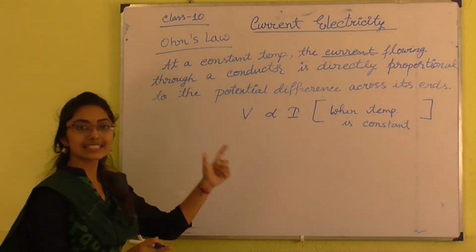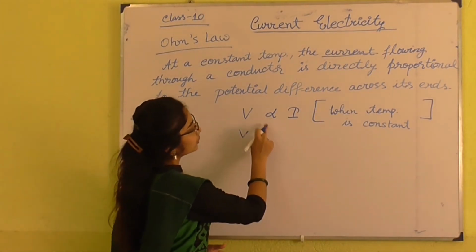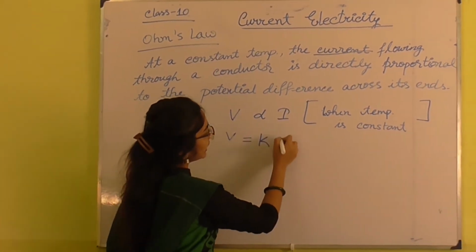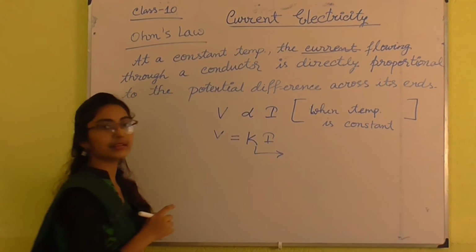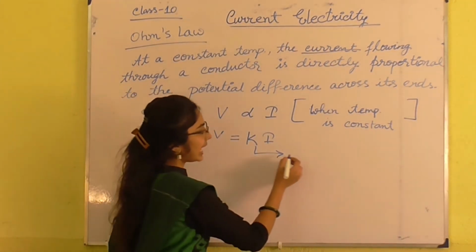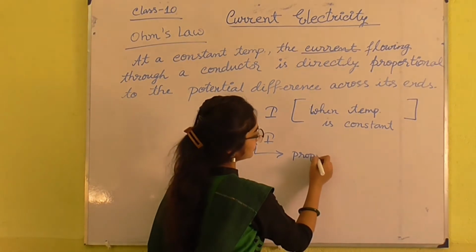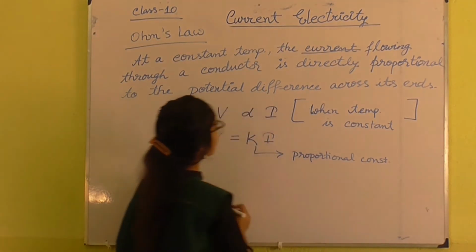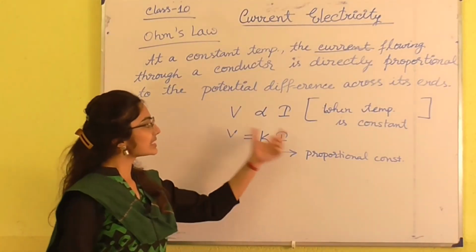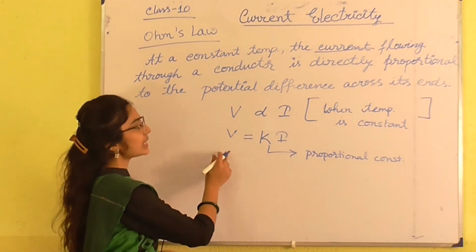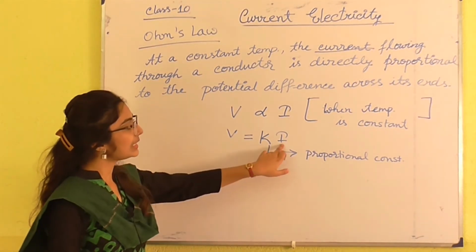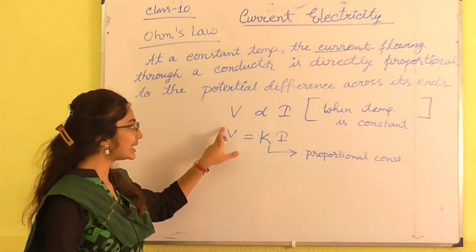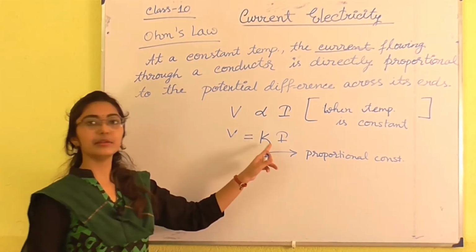So then V varies as I. To remove this proportional sign, we have to take a constant, that is K. V is equal to KI. K is the proportionality constant of Ohm's law. So the mathematical form of Ohm's law is V is equal to KI. So when I will increase, this term will decrease. So the electric potential difference will be decreased when I will increase.